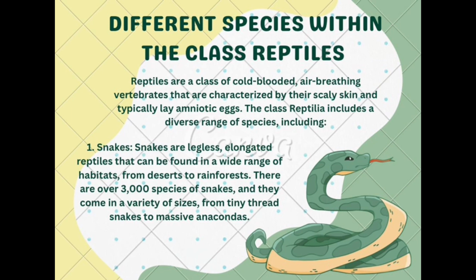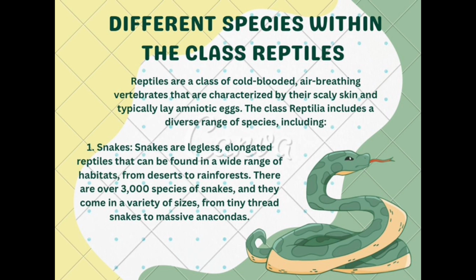Reptiles are a class of cold-blooded, lung-breathing vertebrates that are characterized by their scaly skin and typically lay amniotic eggs. The class Reptilia includes a diverse range of species, including, one, snakes. Snakes are legless, elongated reptiles that can be found in a wide range of habitats, from deserts to rainforests.